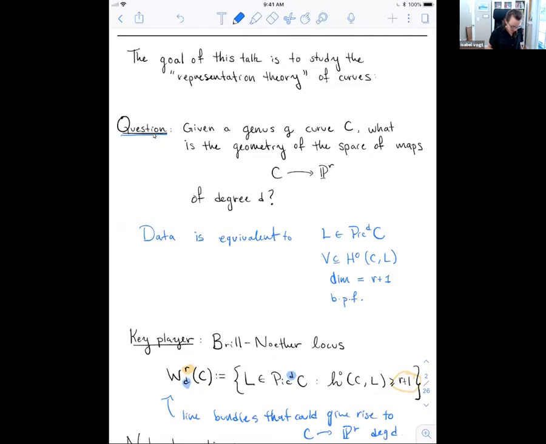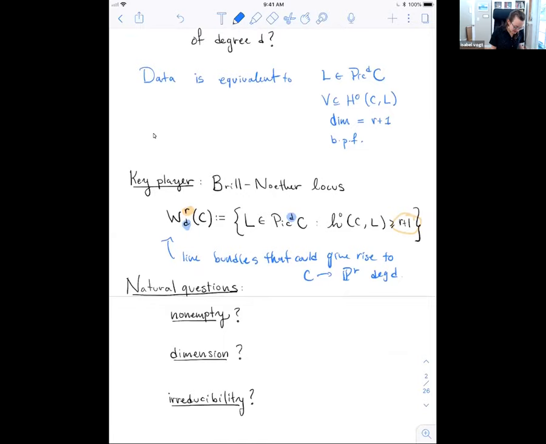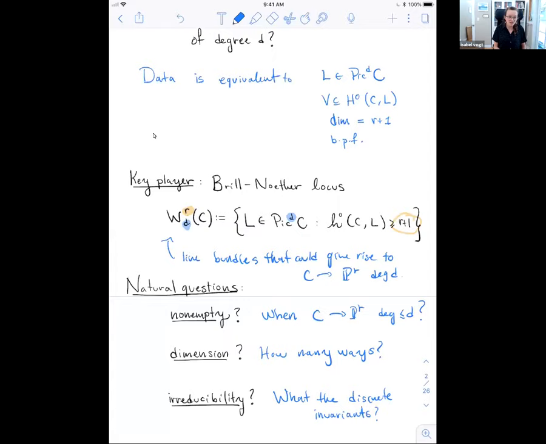So I think when you see one of these subvarieties, it's very natural to ask some very basic geometric questions. Is it non-empty? So that's asking roughly, when does C admit a map to P^r of degree at most d? What's its dimension? So that's asking roughly in how many ways, how does this space of maps vary? Another thing is asking just the discrete ways that it varies. So that's asking, is this locus irreducible? So what are the discrete invariants? And in general, if I don't tell you anything about the curve C, these are pretty hard questions to answer in general.